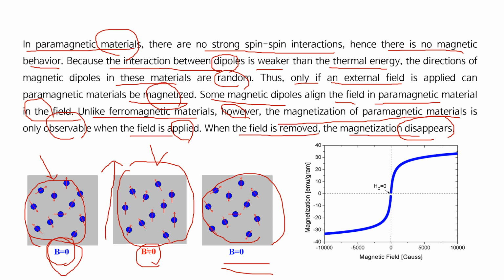This data can show this behavior. If we use an applied magnetic field, the material shows magnetic behavior, magnetization. But if we remove the magnetic field, then the magnetization will become zero.